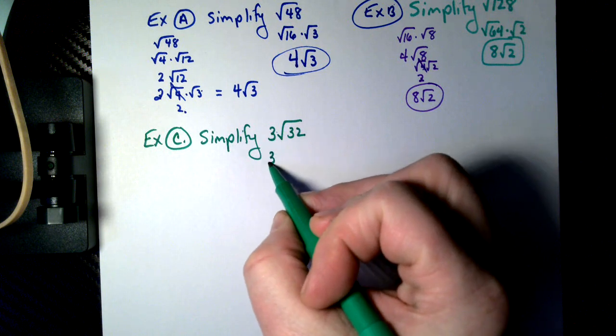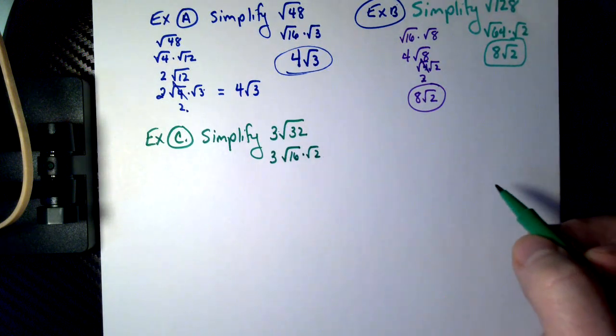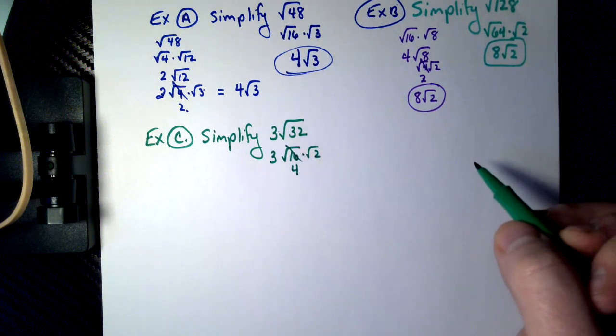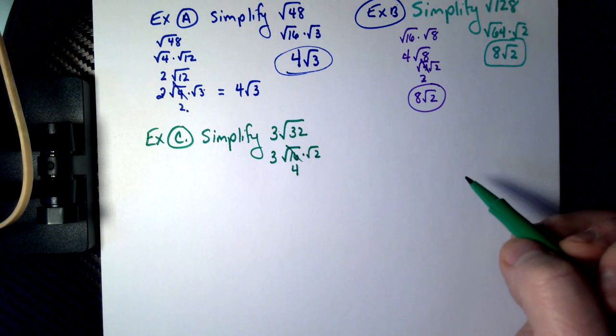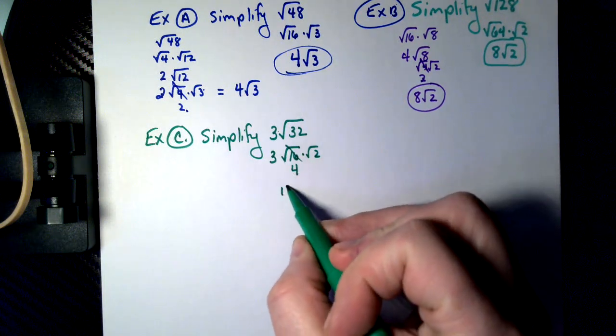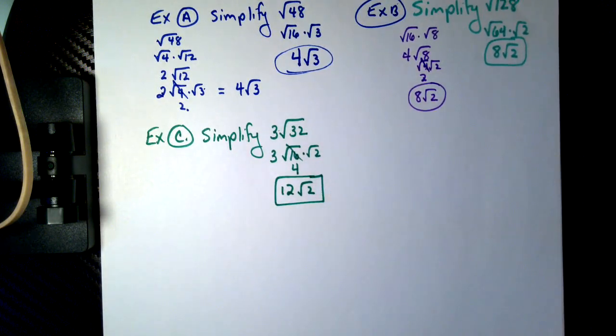So right away, we're going to break this into 16 times 2. Root 16 times root 2. Root 16 is a 4. Root 2 is going to stay the square root of 2. 3 times 4, not plus, times. I get 12 square root of 2 when it's all said and done.